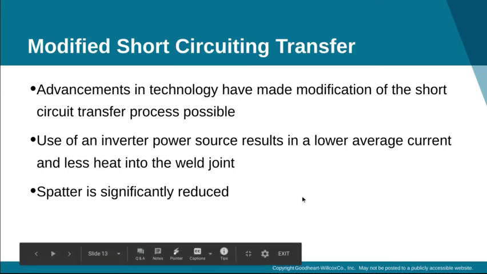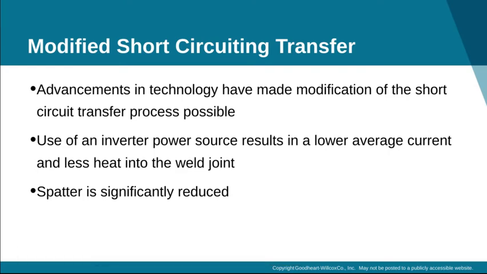Advancements in technology have made modification of the short circuit transfer processes possible. Use of an inverter power source results in lower average current and less heat into the weld joint, and spatter is significantly reduced.